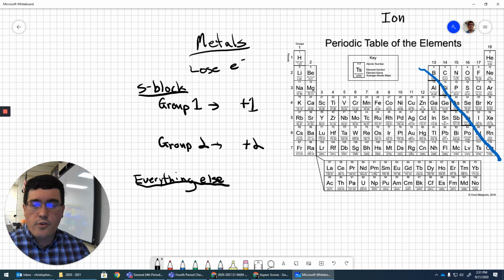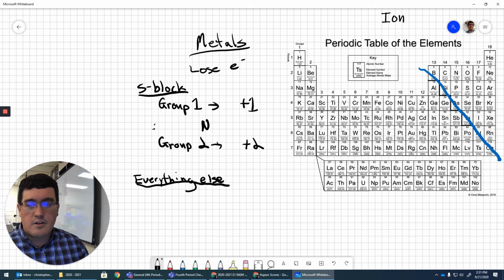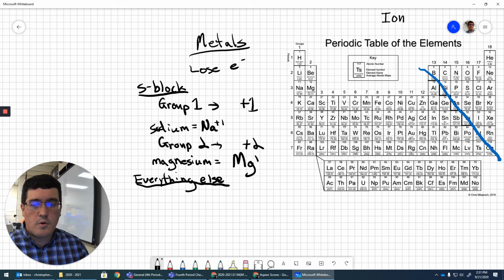You got it. So, for example, if I'm looking for sodium, sodium's right here in group 1. Sodium is Na+1. Group 2, something like magnesium, for example, the way magnesium forms an ion, it always forms a +2 because it's in group 2.